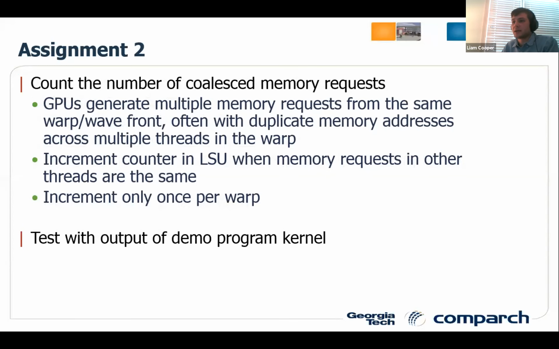For assignment 2, the basic task is to count the number of coalesced memory requests. Because GPUs generate multiple memory requests from the same wavefront, oftentimes there are duplicate memory requests across multiple threads in the warp. So we can combine these multiple memory requests into a single transaction. This is what memory coalescing is. The approach for solving this assignment is to increment the counter in the load store unit when memory requests in the other threads are the same, making sure to only increment once per warp. And then you can again test the output with the demo program.